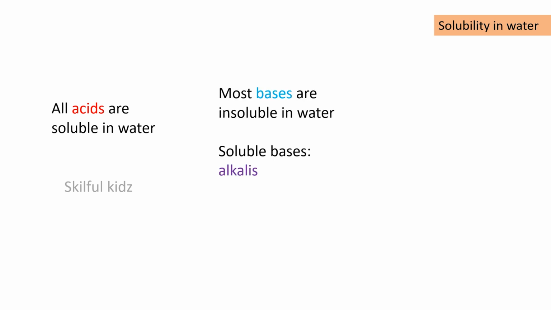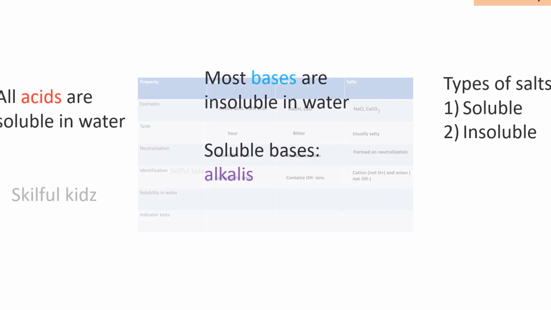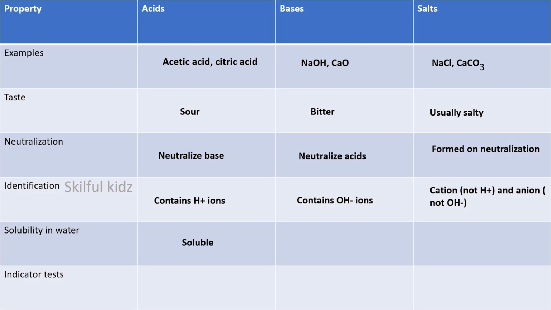Next, let's look at solubility of these compounds in water. All acids are soluble in water. Unlike acids, most of the bases are insoluble in water. The bases that are soluble in water are called alkalis. And coming to salts, salts are of two types, soluble in water and insoluble in water. Let's place the solubility details for acids, bases and salts.